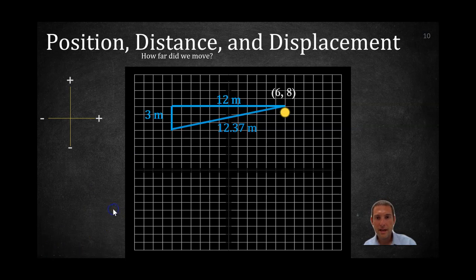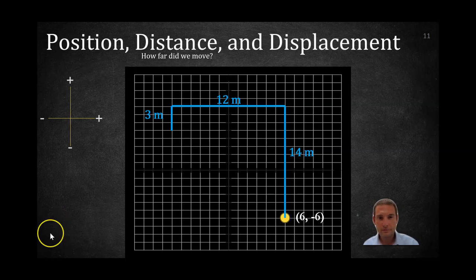Now, this person moves down this way, and they've moved 14 meters south. So our total distance is 3 plus 12 plus 14, which is 29 meters. Meanwhile, our displacement is going to be about 16.28 meters from our starting point. Pythagorean theorem, we're just subtracting out this. Let's continue it on, though.